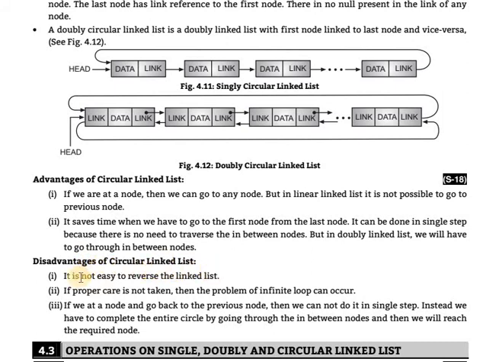Disadvantages of circular linked list: it is not easy to reverse the linked list. It is complicated to create. If proper care is not taken, then the problem of an infinite loop can occur. If we add a node and want to go back to the previous node, we cannot do it in a single step. Instead, we have to complete the entire circle by going through the in-between nodes, and then we reach the required node.